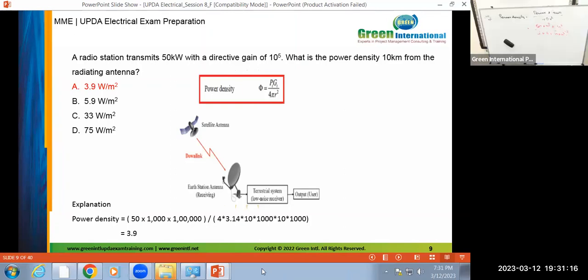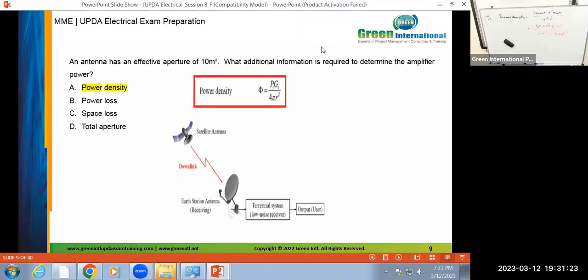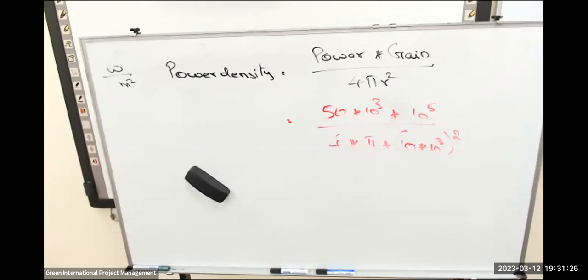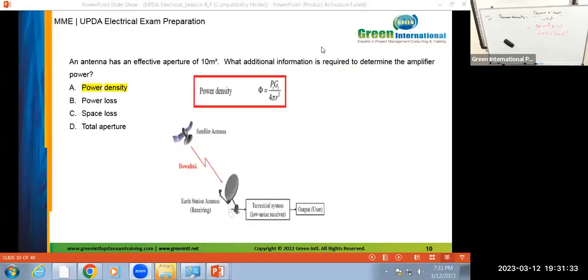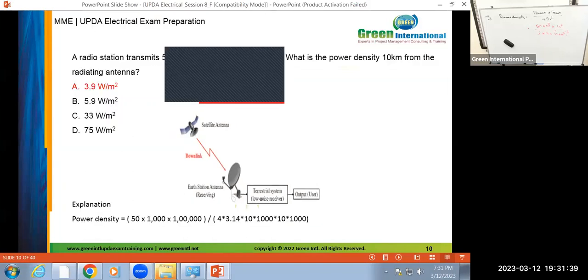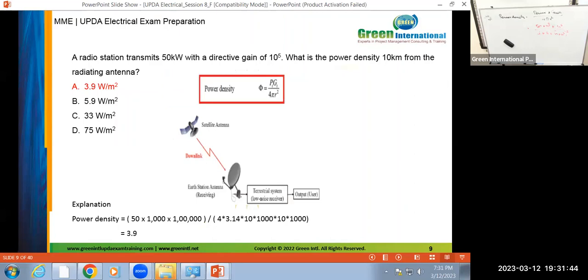Here we have an explanation tab. In the calculator, you need to do it. Okay, let's see. So in the bottom we have the explanation: power density is equal to the values into 1000 into 1000. The 1000 into these numbers. So you calculate and put the zeros.